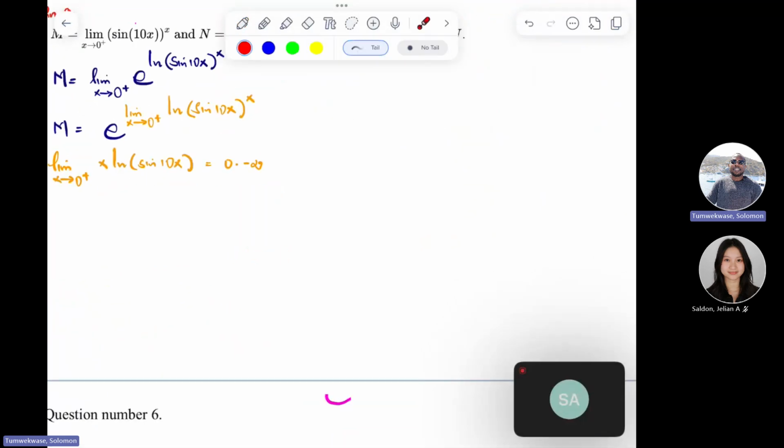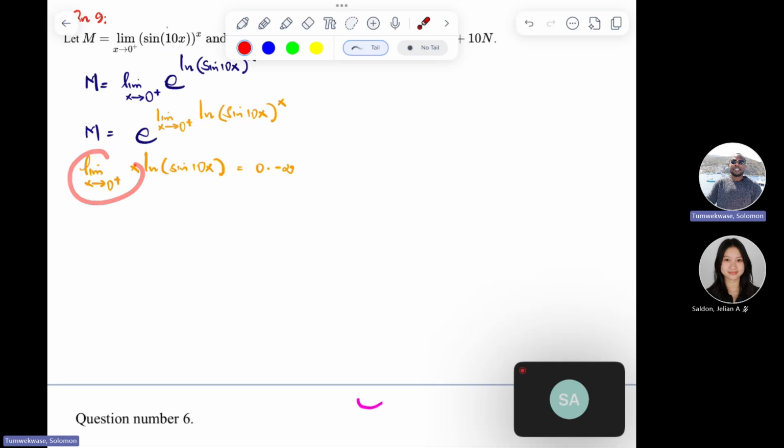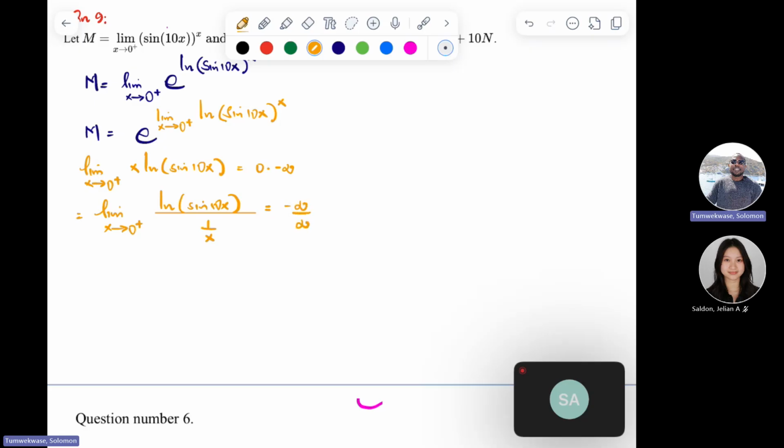And therefore, I have to rewrite our function in such a way that when I take the limit, I get an indeterminate form. So this is limit as x approaches 0 from the right of natural log of sine of 10x, then divide by 1 over x. And clearly, when I take this limit, I'll have negative infinity over infinity, which is an indeterminate form, and therefore I can use L'Hopital's rule.